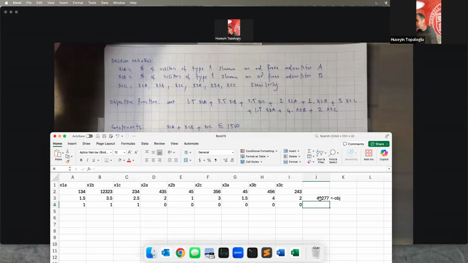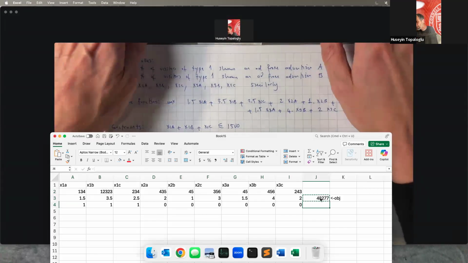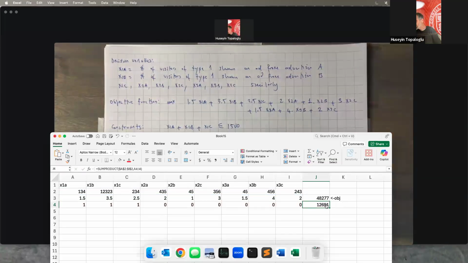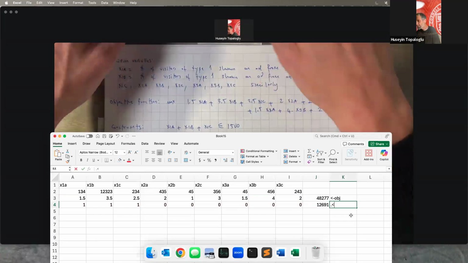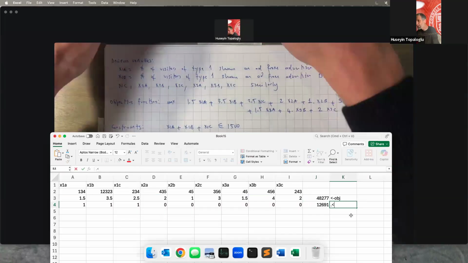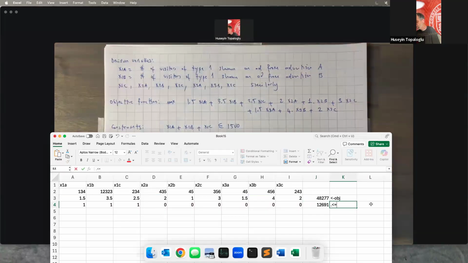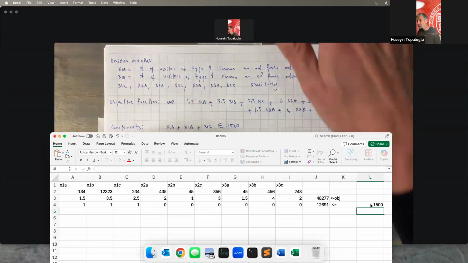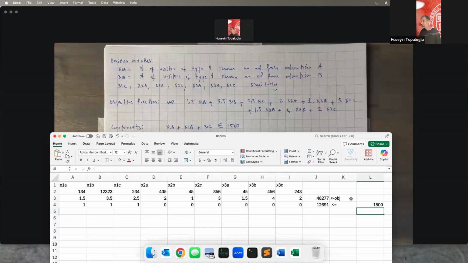And I already have the sum product formula here. Let me copy it down. There we go. Sum product, these coefficients with my decision variables, add them all up. So this is going to be the left-hand side of the first constraint. To remind myself, let me say that this is a less than or equal to constraint, and the right-hand side of this constraint is 1500. Good. What's happening in columns K and L is just a reminder for myself.